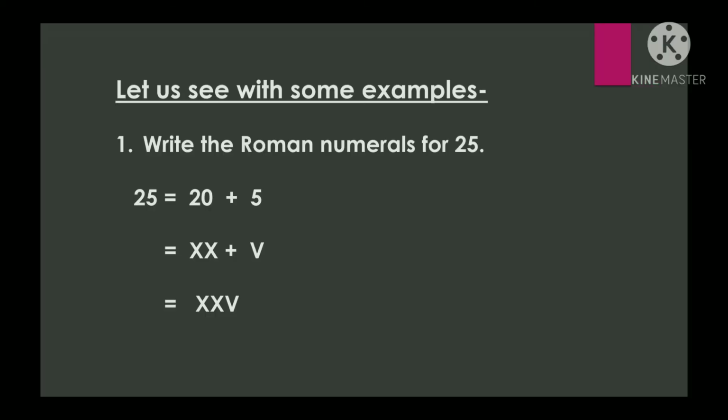Now let us see with some examples. So first example is, write the Roman numeral for 25. So for that what we have to do, first we have to expand the number. So 25 if we expand, we can write 20 plus 5. So as I have told you previously, for 20 what we can write in Roman numeral is XX, and for 5 it is V. So Roman numeral for 25 is equal to XXV.